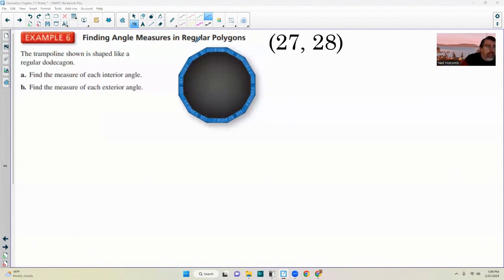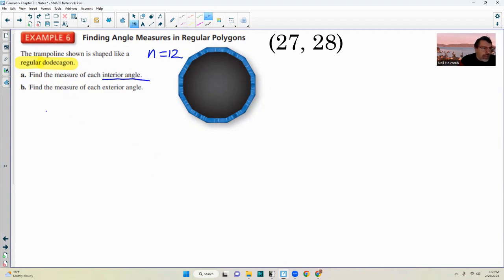Okay, example 6, finding angle measures in regular polygons. The trampoline shown here is a shape like a regular dodecagon. Regular meaning all the sides are the same length and all the angles are the same measure. Dodecagon means a 12-sided figure. So n equals 12. You can count them: 1, 2, 3, 4, 5, 6, 7, 8, 9, 10, 11, 12. So there are 12 sides, so n equals 12. That's a dodecagon. A, find the measure of each interior angle.